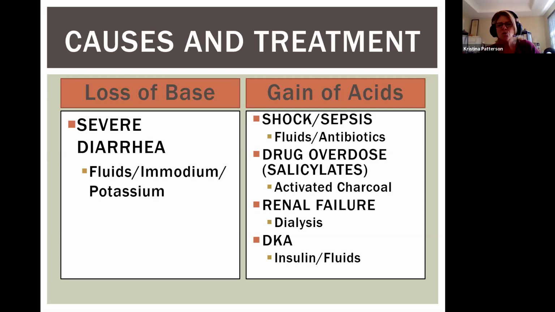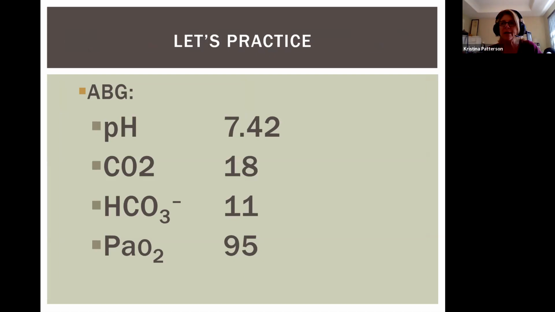Okay, so it can also happen with your renal failure patients. It can happen with patients who have taken too many aspirin. They'll have a salicylate acidosis, and we'll give them activated charcoal for that. And it can happen in your shock and septic patients. Remember, those patients who have to switch to anaerobic metabolism. And for them, we give antibiotics if they're septic, and or for shock patients, we'll give them oxygen and fluids. All right, excellent. So now let's practice some more.